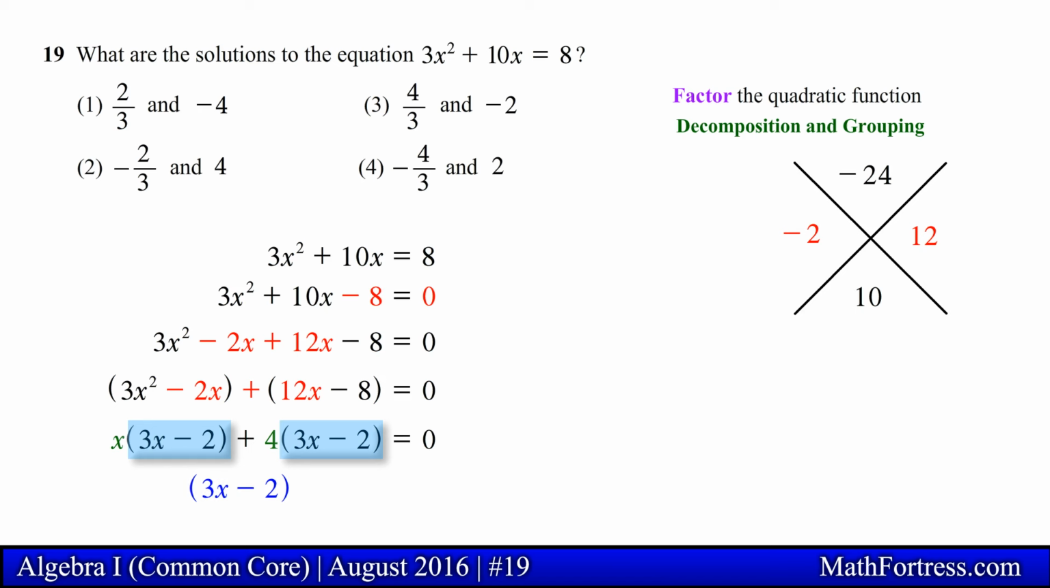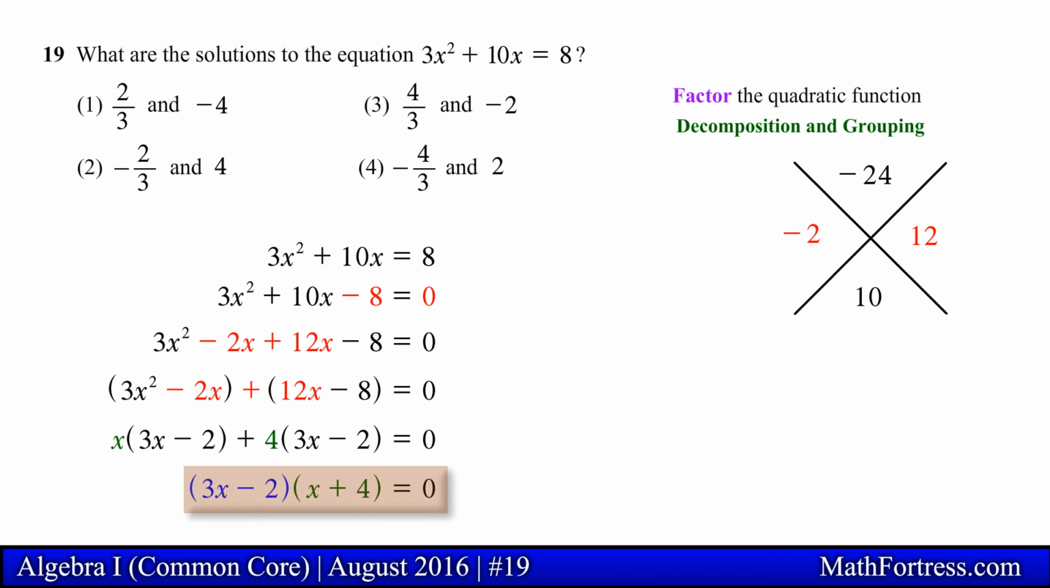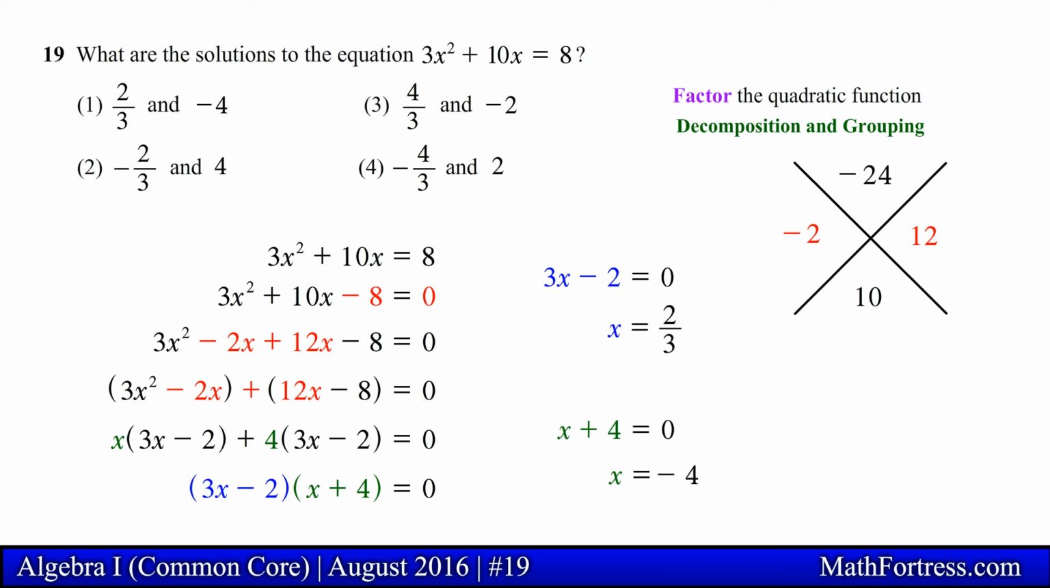The next step is to factor out this quantity from both terms as follows. We now have the complete factored form of the quadratic trinomial. The final step is to use the zero product property, set each factor equal to 0, and solve for x. Doing that, we obtain x is equal to 2/3 and -4. Looking at the options, we see that the first option is a perfect match, so option 1 is our answer.